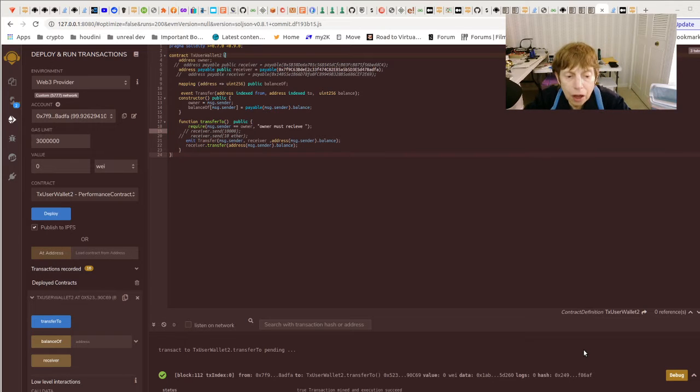Okay, so I've been doing a little bit more experimenting with the send command and the transfer command, and I was missing some pretty important point about transferring ether in a smart contract. So let's get started. The thing I didn't realize is that when you do a transfer, it is coming from the contract's balance.